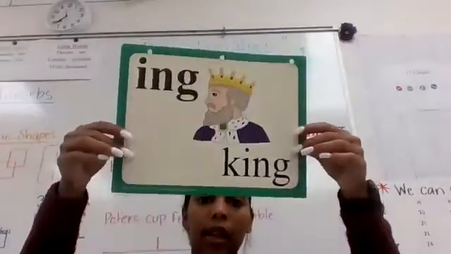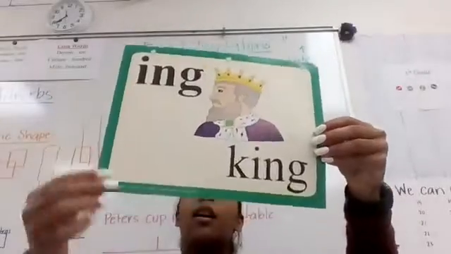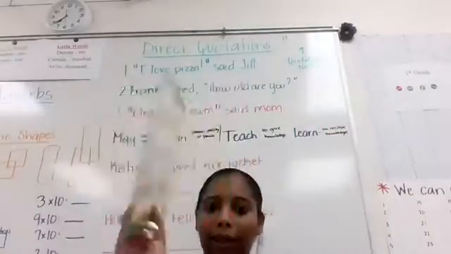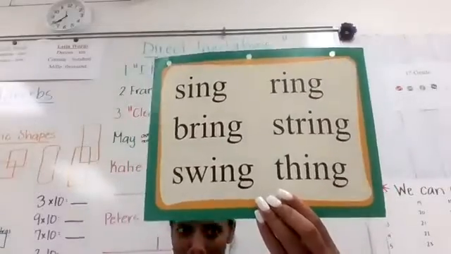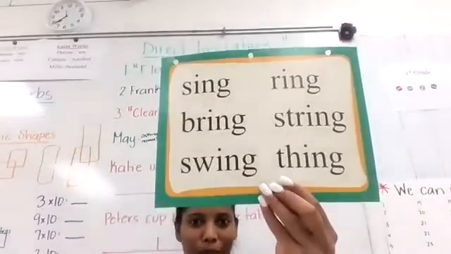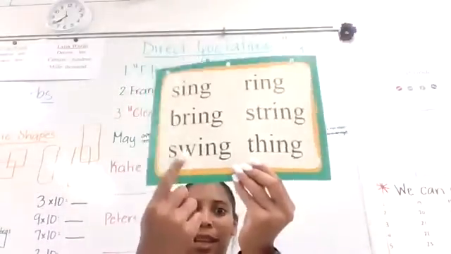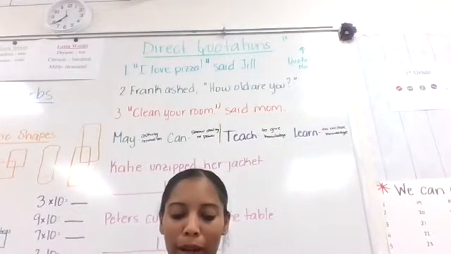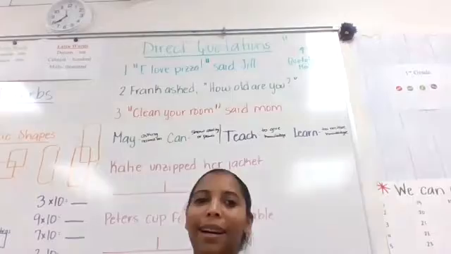ING says ing, like in king. It can be both the verb and a noun. Ring. String. Swing. A swing. You can swing like the action, or you can go play on the swing. Yeah, I got it.